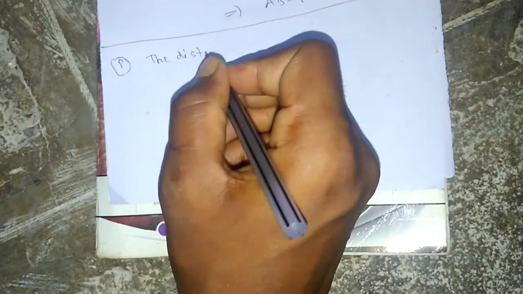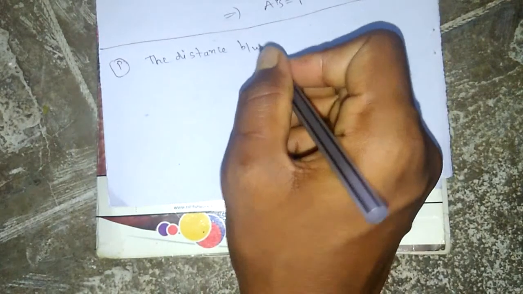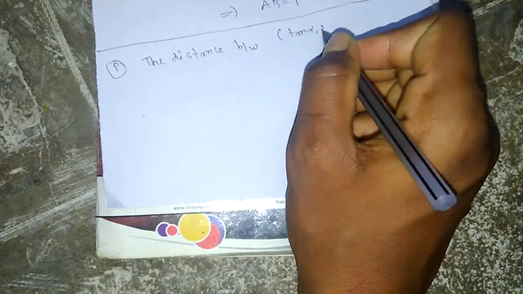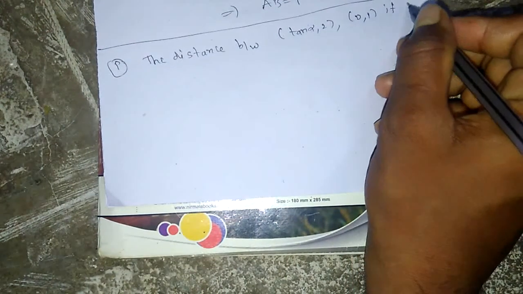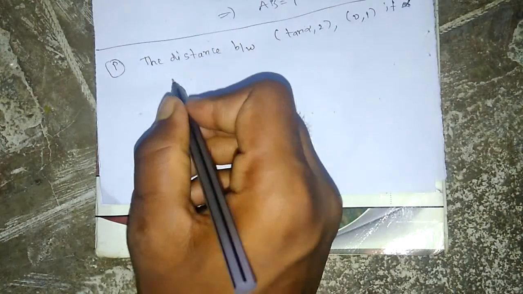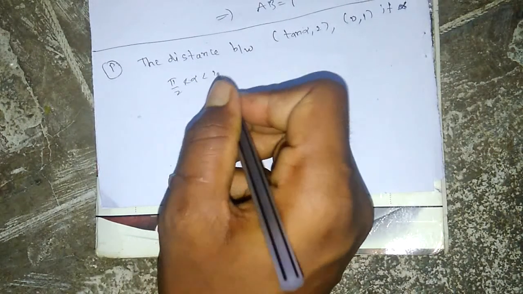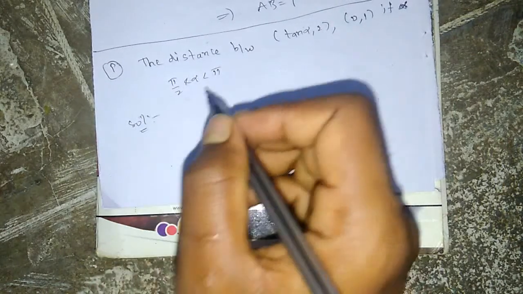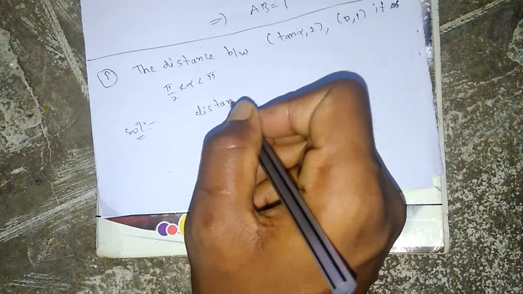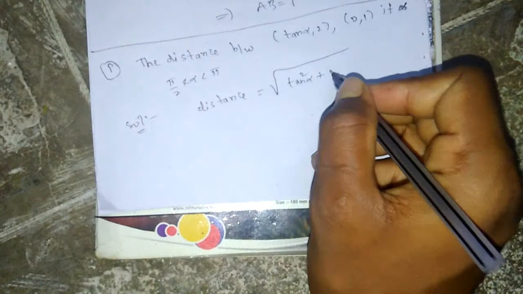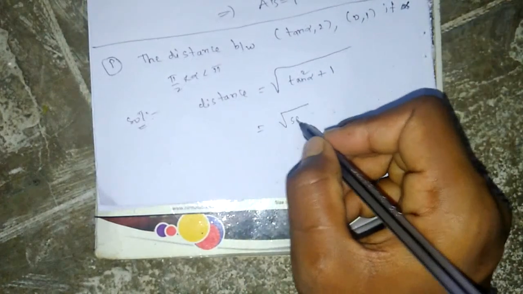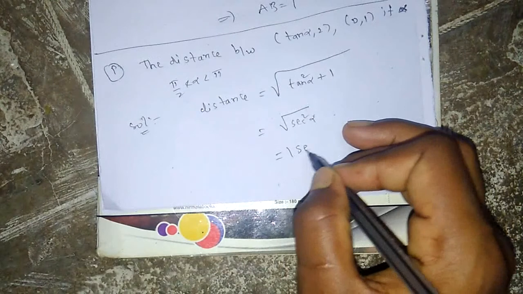Our next problem is, the distance between (tan α, 2) and (0, 1), if α lies between π/2 and π. Here distance is the square root of (tan α)² + (2 − 1)², that is the root of sec²α, that is equal to mod sec α.